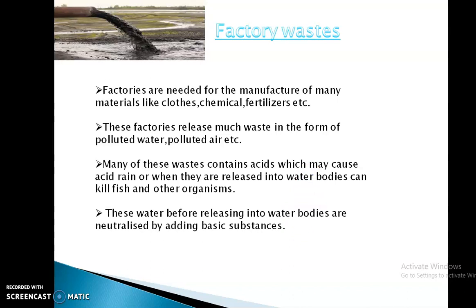So before releasing this water into the water bodies, we have to treat the water. In the coming chapters, you will be learning about water treatment plants. By treating it, we can neutralize it and then release it into the water bodies, which will protect the natural organisms which are there in the water.